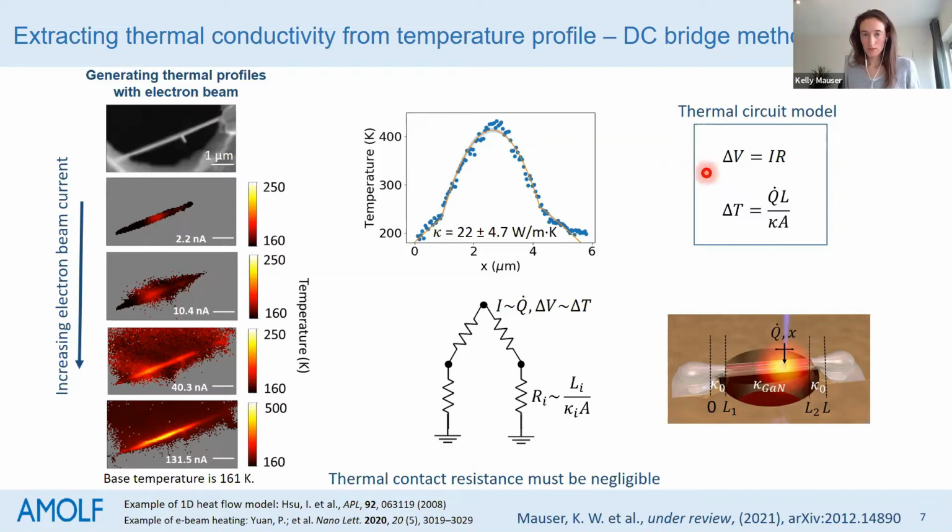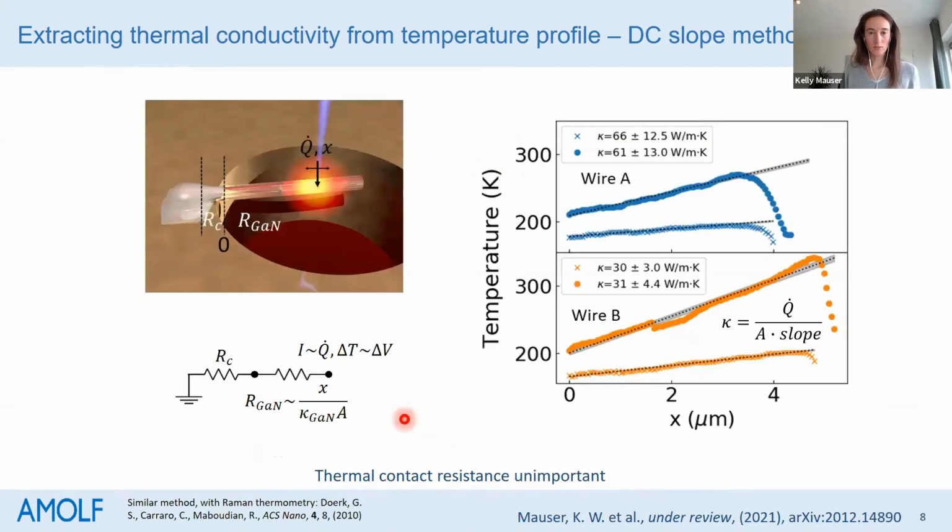The model that we use is this thermal circuit model, which equates circuit characteristics to thermal characteristics. Voltage is analogous to temperature, current is analogous to heat flux, etc. So we can build a kind of circuit for our 1D nanowire, fit this, and then extract thermal conductivity that way. The one drawback to this method is that the thermal contact resistance must be negligible, which is not always the case in these wires.